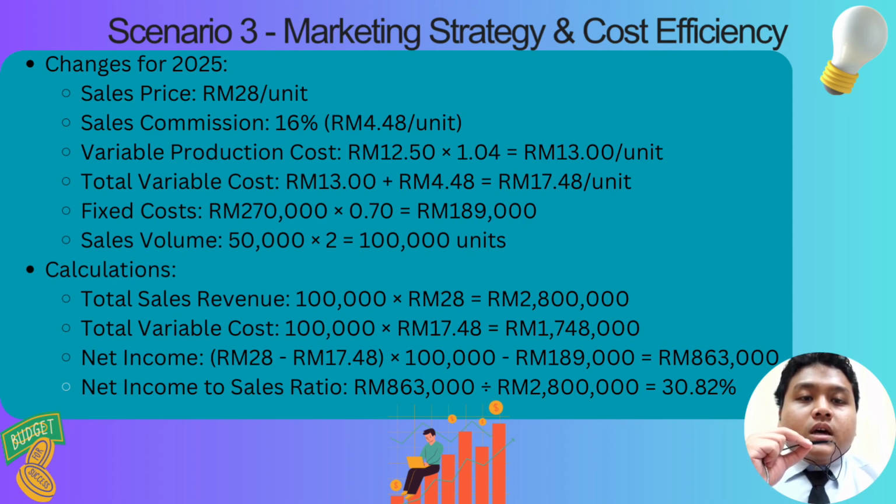So the conclusion: although the variable cost increased, the net income to sales ratio is 22.02% and is still below the target of 28%. This is due to the higher COGS and marketing costs. So the financial impact is like this.